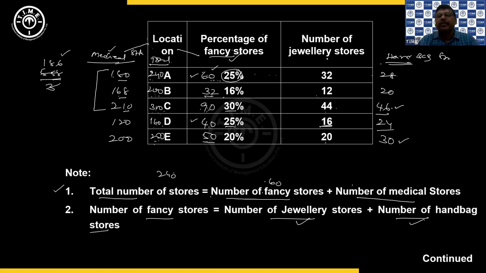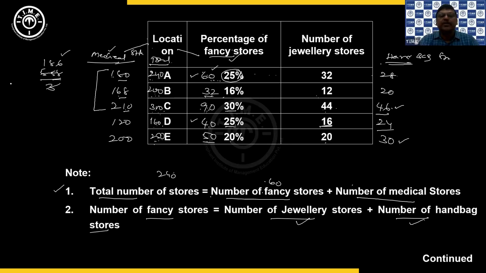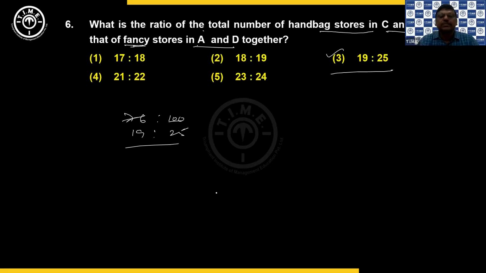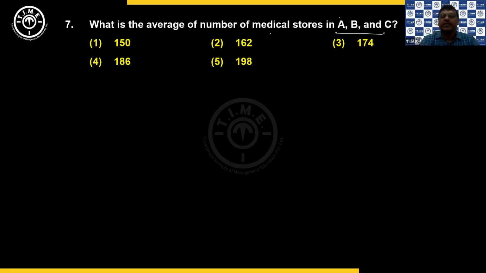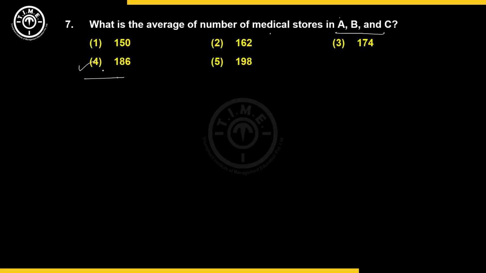Okay, that's good. Any doubt? Let's go to the next. So the answer is, how much did you say, students? 186, option 4. Let's go to question number 5.